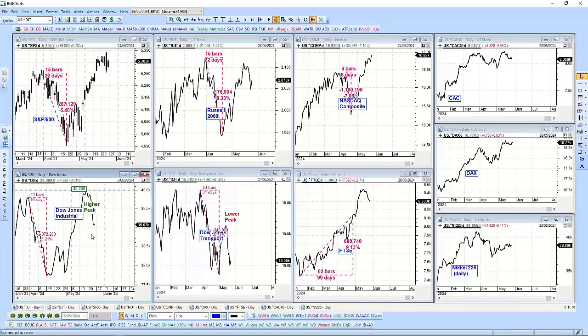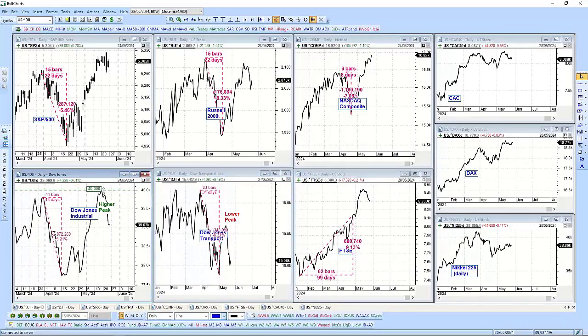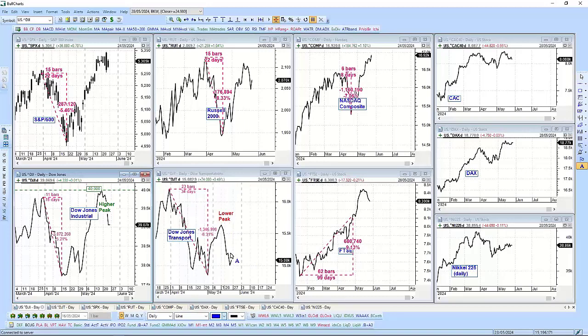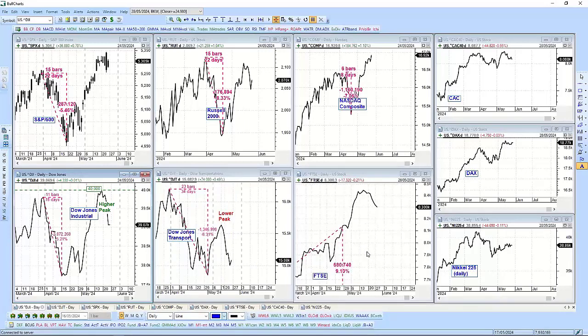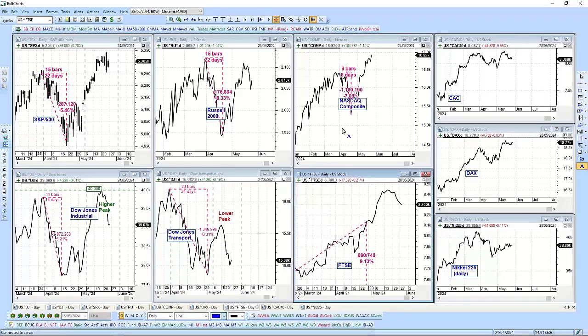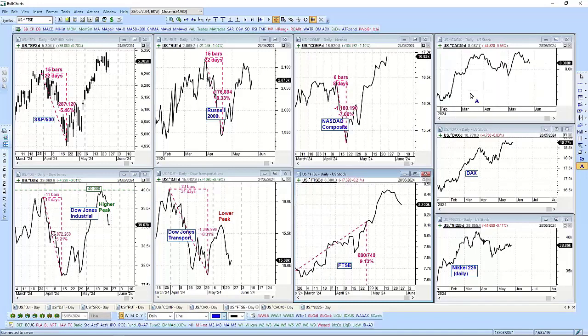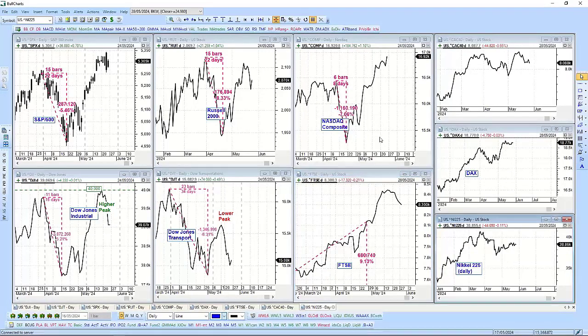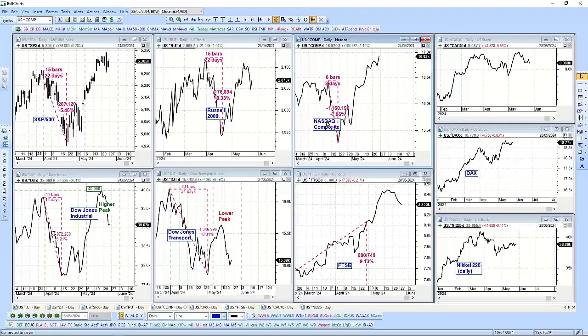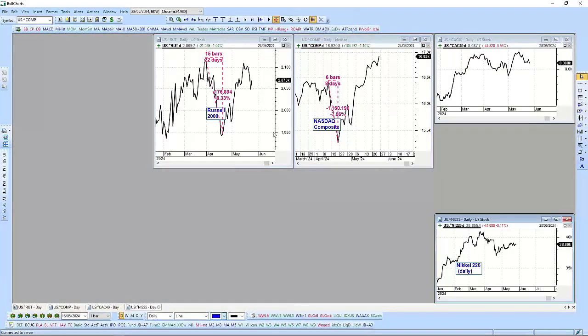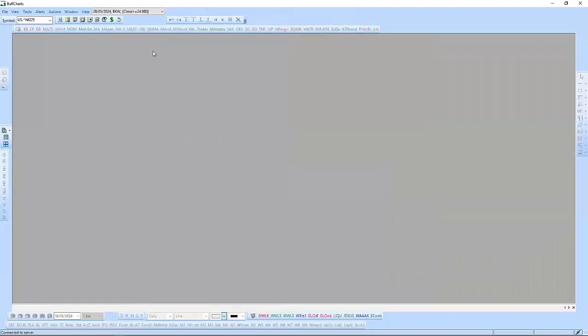So the Dow hit 40,000 last week, was in the news, and it's fallen away heavily since. Oh, there's the FTSE. FTSE's doing pretty good. CAC, DAX, and the Nikkei. So for me, that's a workspace. If I make any changes here, it automatically gets saved and I can close the workspace, file, close workspace. And all of the changes get saved in IntelliCharts.